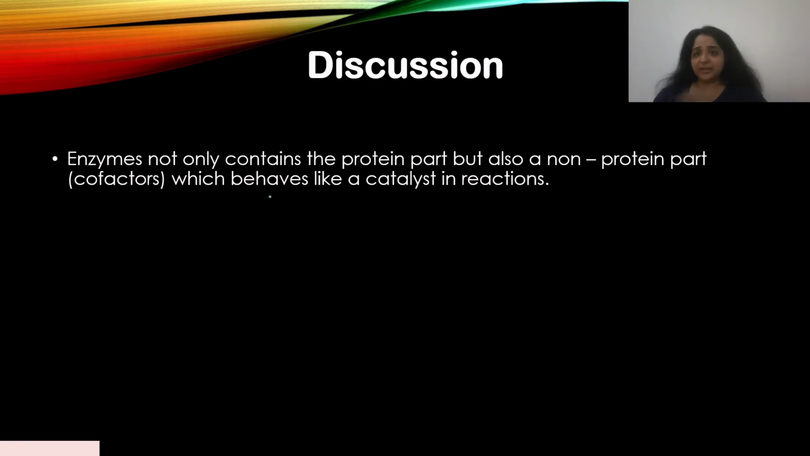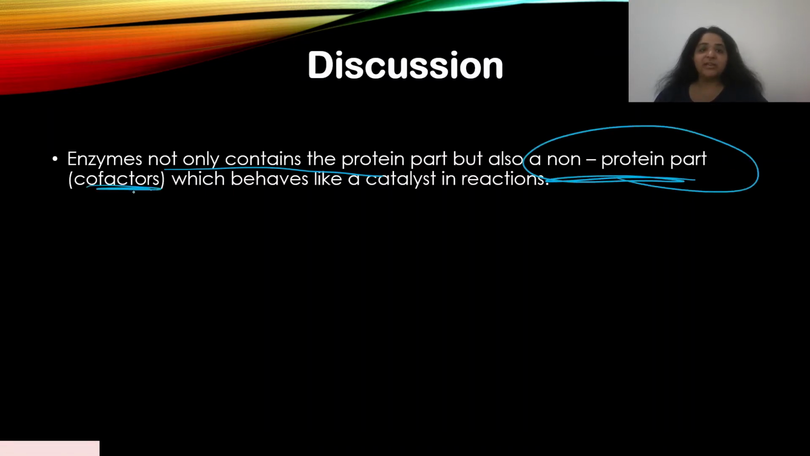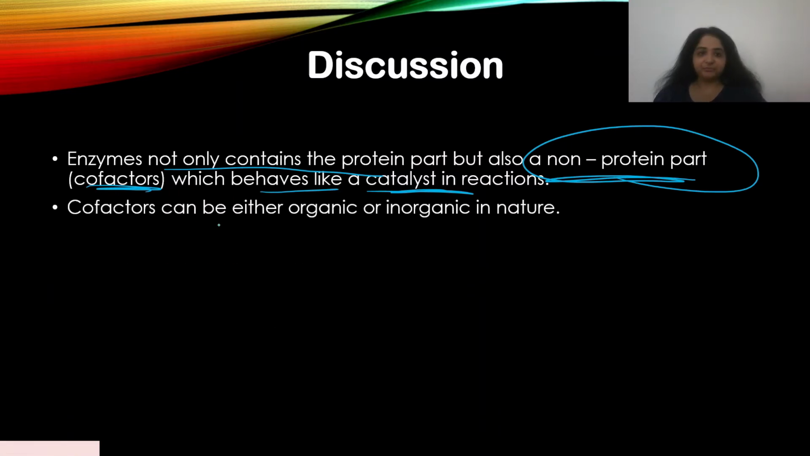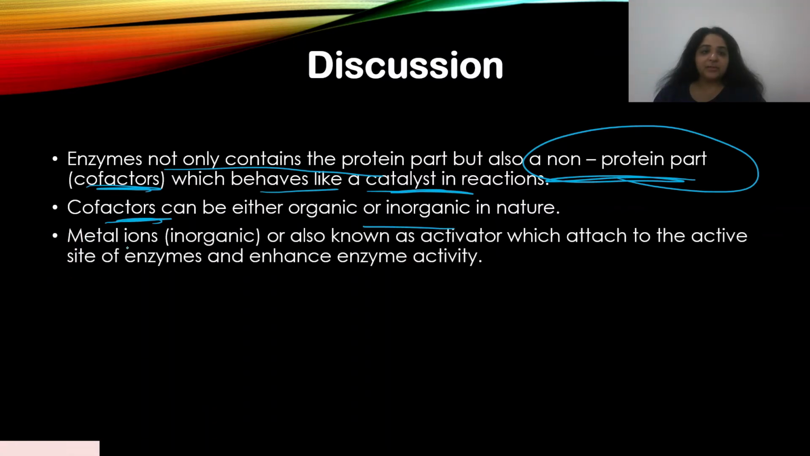Now we know primarily that enzymes are proteins, right? So an enzyme not only contains the protein part, but there is a non-protein part also. They are known as cofactors, which behave like a catalyst in reactions, so they enhance the rate of reaction. The cofactors can either be organic or inorganic in nature. Metal ions are inorganic, like calcium, magnesium, molybdenum. These are some of the inorganic cofactors. They're also known as activators, which attach to the active sites of enzymes and enhance enzyme activity.